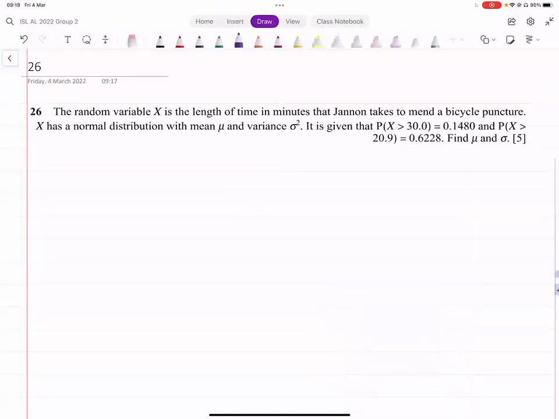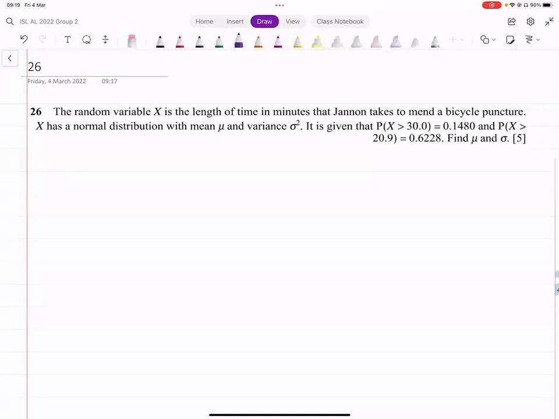Okay, so this is what we are given. The random variable x is the length of time in minutes that Jan takes to mend a bicycle puncture. X has a normal distribution with mean mu and variance sigma squared. It is given that probability of x greater than 30 is equal to 0.1480 and probability of x greater than 20.9 is 0.6228. Find mu and sigma.